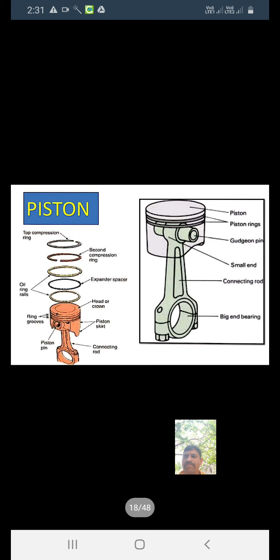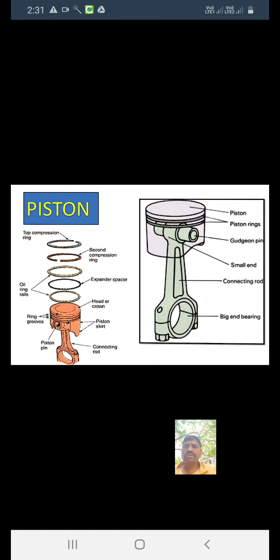Then next is the piston. This is the main part of the cylinder. What is the function of the piston? Piston is a disc which reciprocates within the cylinder. It is either moved by or moves the working fluid which enters the cylinder.